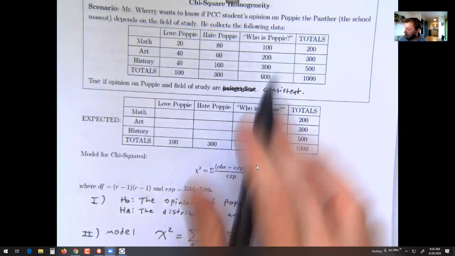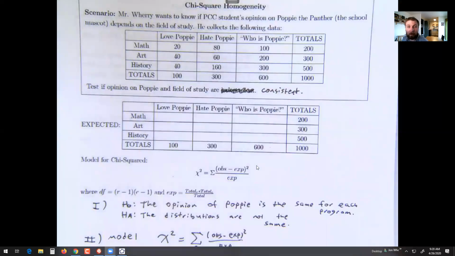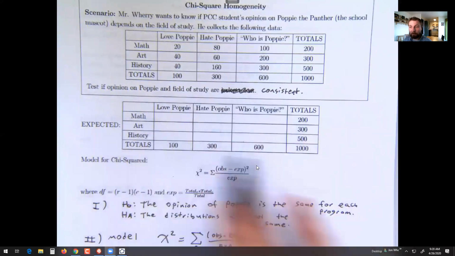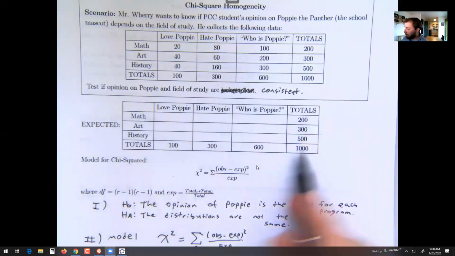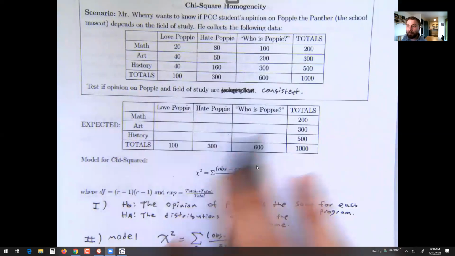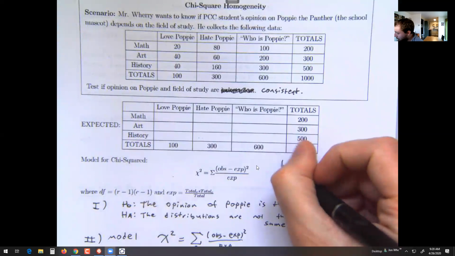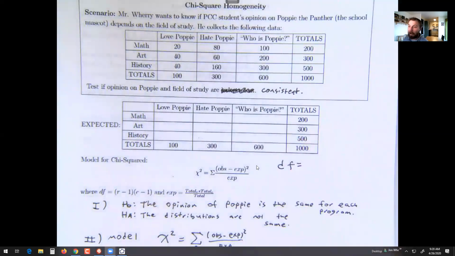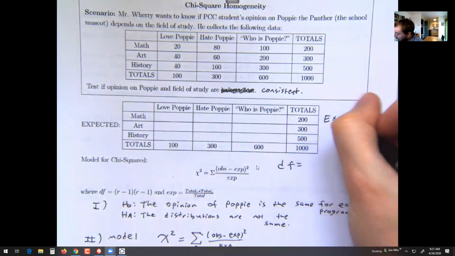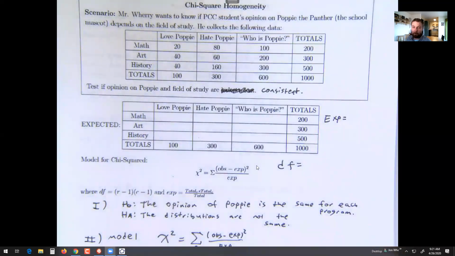So suppose this is what I observed for the love, hate, who is Poppy for those disciplines. We want to figure out what we were expecting for each of those things. Notice how my totals on the outside stay the same. It's really just the inside numbers that are going to vary. And I also need a degree of freedom. My degree of freedom will be the number of things that I have to find in order to fill in this whole grid using some sort of multiplication trick. So I'll show you what I mean by that, but I'm going to give you a formula for degree of freedom as well. To come up with the expected, I have to maintain the same ratios throughout.